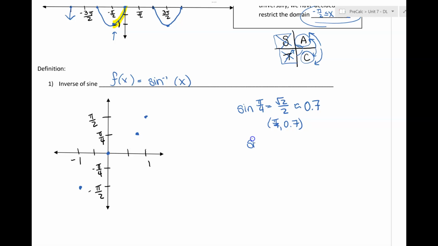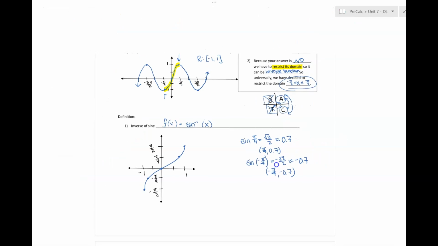And the same can be said for negative pi over 4. Oopsies, I'm not approximating yet. Sorry, guys. Okay, so it would be negative rad 2 over 2, which is approximately negative 0.7. So if sine has a coordinate at negative pi over 4, negative 0.7, that means that we would have a coordinate at negative 0.7, negative pi over 4. And that will help us build our inverse function. Easy. Totally.